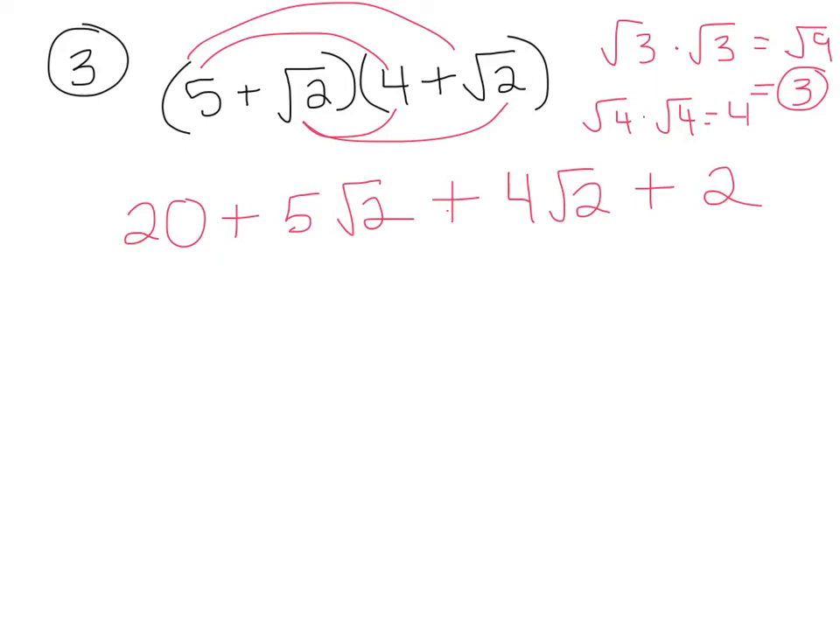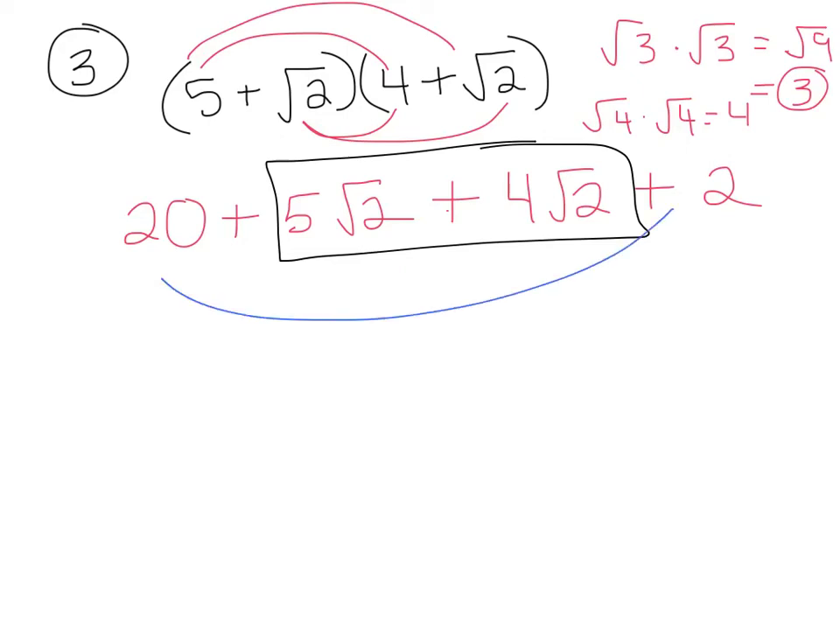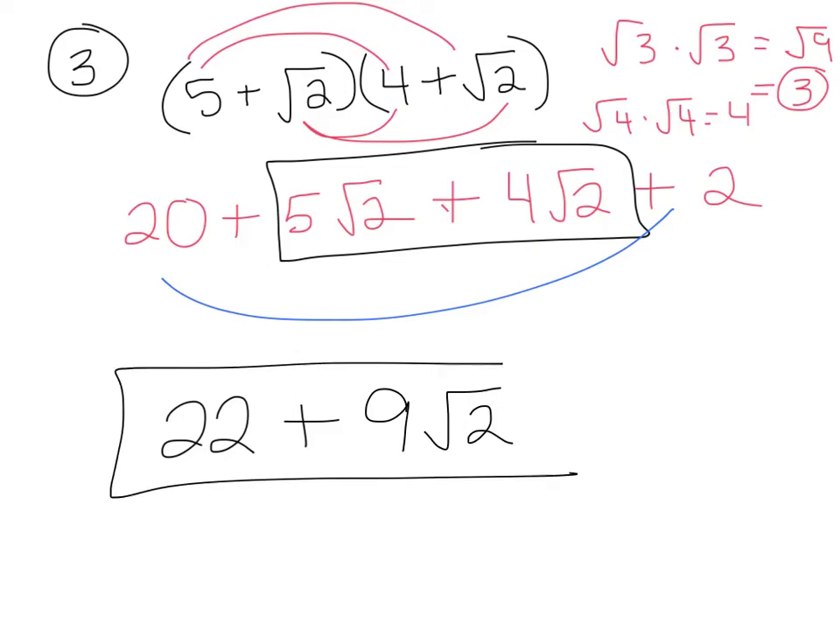Then we're going to combine our like terms. So these are our like terms right here. We have a 5 square root of 2 and a 4 square root of 2. We also have a 20 and a 2 that we can put together. So that gives me 22 plus, and then remember how we add and subtract radicals. We just take the numbers out front and add them together. So 5 and 4 gives us 9 square roots of 2. And the square root of 2 can't be simplified, so there's your final answer, 22 plus 9 square root of 2. And you don't add the 22 and the 9 because they both don't have square roots. So there is your final answer.